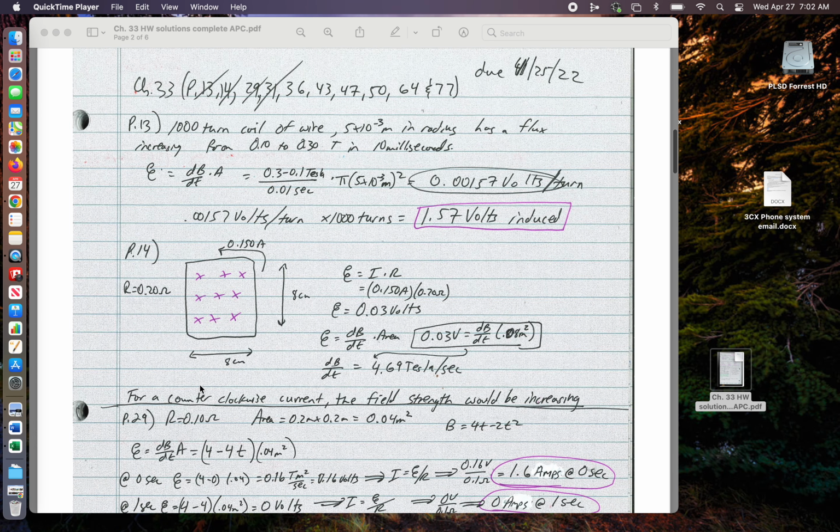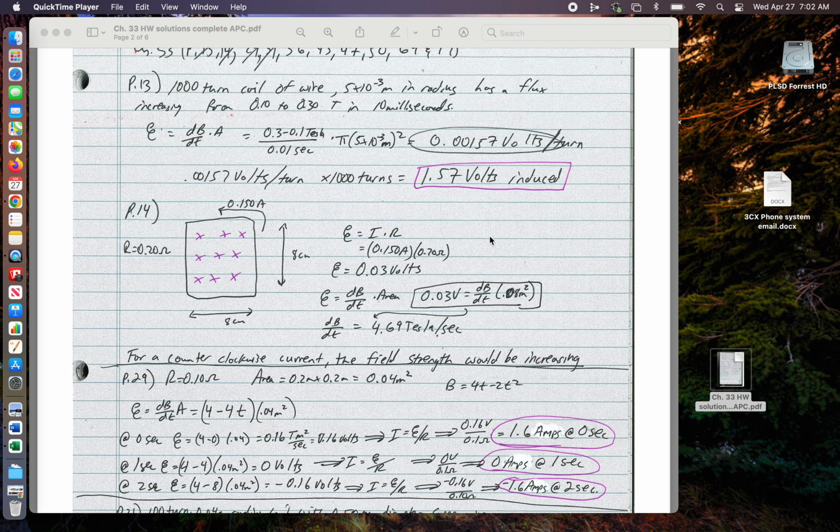Take a look at number 13. We went over this one. We've got a 1,000-turn coil of wire. They gave us the diameter, which is a little bit annoying, 1 centimeter diameter. So that's 5 millimeters in radius. It had a flux increasing from 0.1 to 0.3 Tesla in 10 milliseconds. I figured out the rate of change of flux there, and that would give us 0.00157 volts. But that's if we had one turn. If we have 1,000 turns, then we would have 1,000 times the induced voltage.